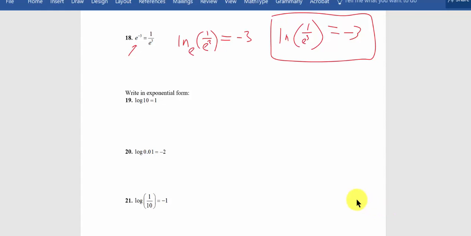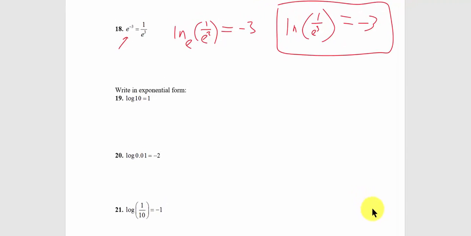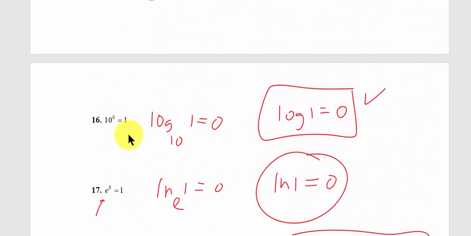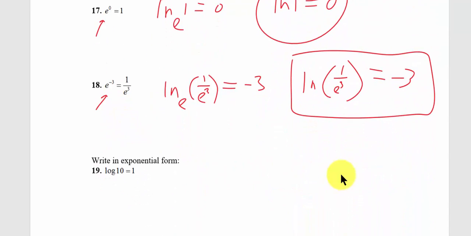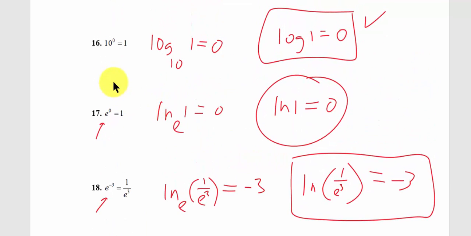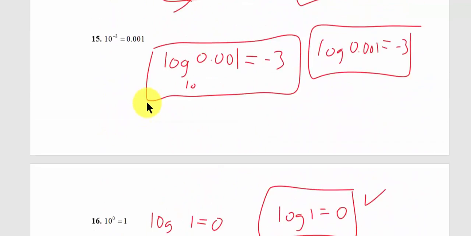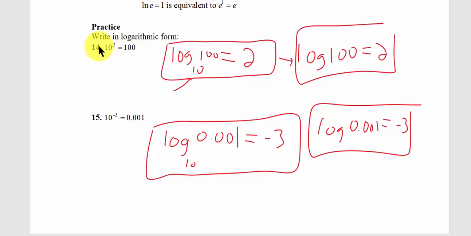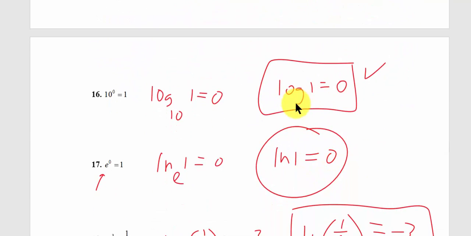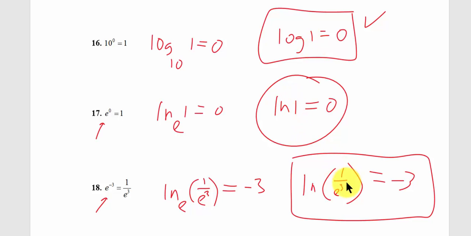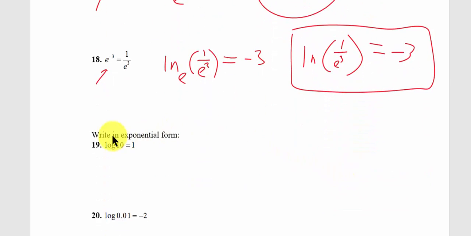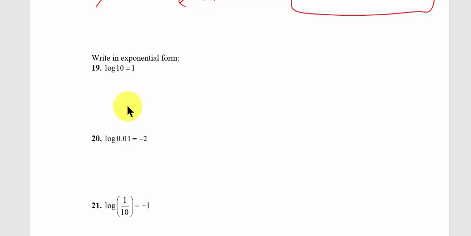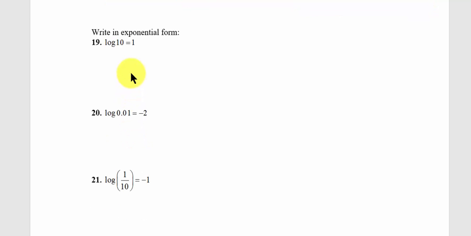Hello class, this is the third video covering activity 3.7. We had just finished up problems 16, 17, and 18 in the previous video, where we were in exponential form and we were asked to rewrite using logs or change to logarithmic form. So notice all of my answers have a log in them. Now we start with log and we're asked to write an answer using exponents.